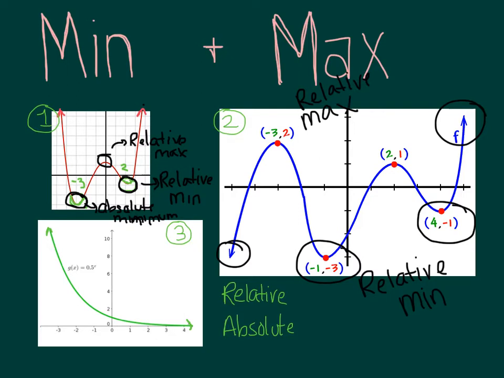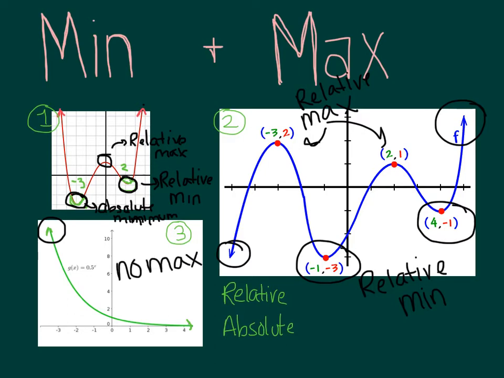Now let's look over at number 3. Number 3 is kind of a weird looking graph. I'm not seeing any of these bumps that sort of gave us our mins and maxes. And I'll notice that on the left, the arrow goes up forever. It doesn't look like we have a maximum, so there's no maxes here.